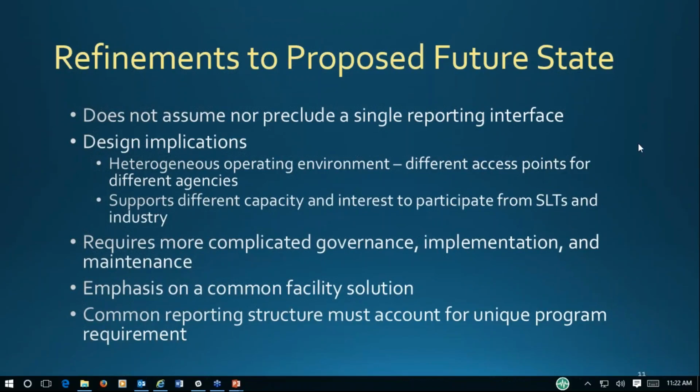The final thing here that is of vital importance on the common reporting structure is accounting for unique program requirements. Some states, for example, have their fee systems tied to their programs. We can't mess with those kinds of things, so we have to make sure that we preserve those things that are important to each program. Next page, please.